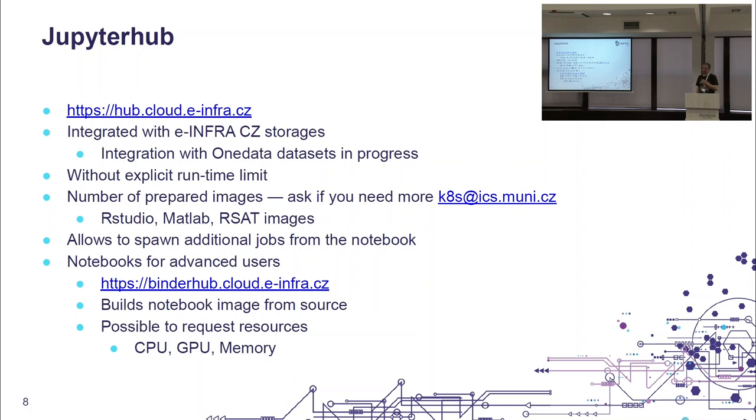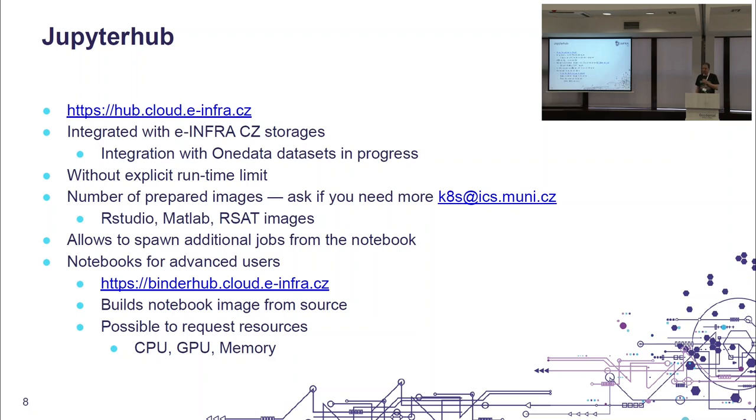We also have a number of prepared images, but again, as in the case of Rancher applications, if you are missing some image that you would like to use in JupyterHub, just ask and we will add such an image. Currently, besides standard Jupyter notebooks, we also support a prepared image with RStudio, and also MATLAB, so we can run the whole MATLAB application via JupyterHub. It has native support from the creators of MATLAB. And another example is the RSAT image that was requested by some user from Palacký University in Olomouc.